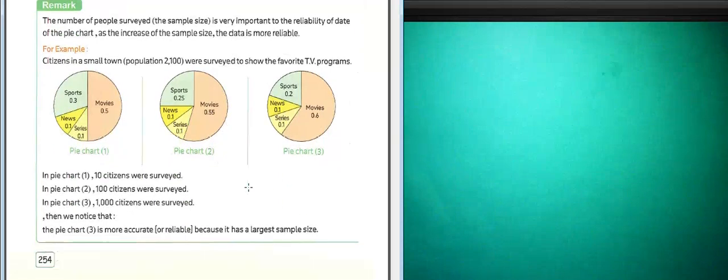Remark here. The number of pupils surveyed, the sample size, is very important to the reliability of the data of the pie chart. As the sample size increases, the data is more reliable. Okay. Pie chart 1 and 2 and 3. Pie chart 1, citizens were surveyed. Citizens here about 100 and here about 1000.